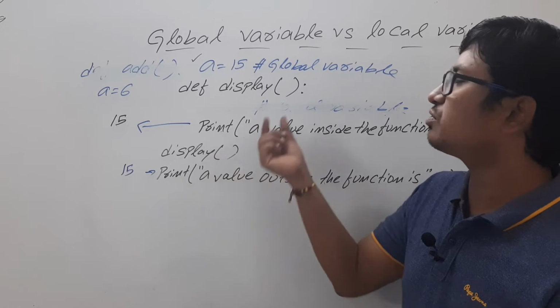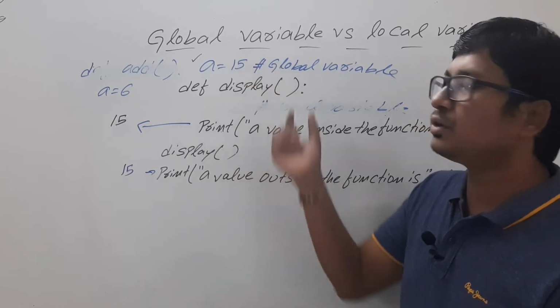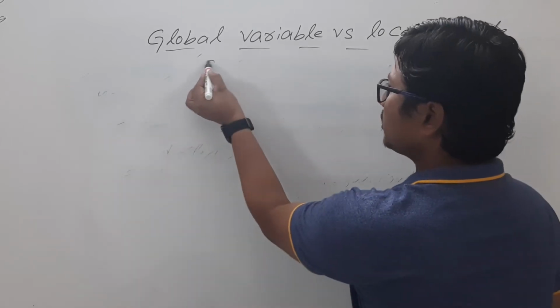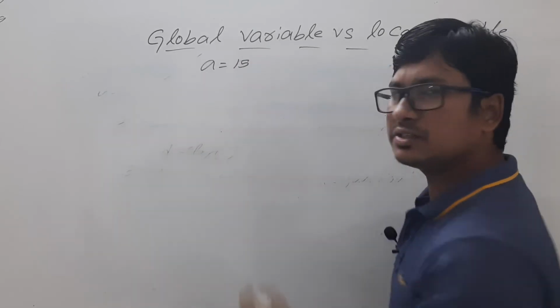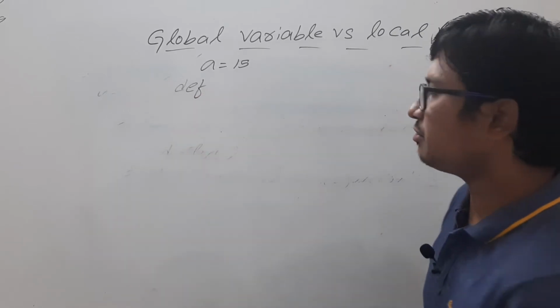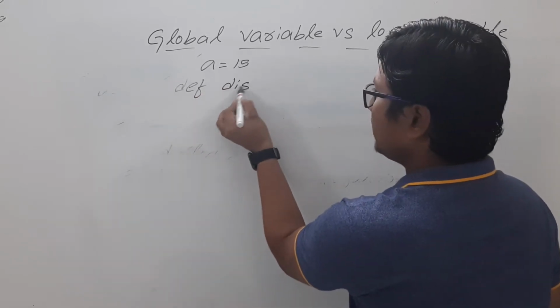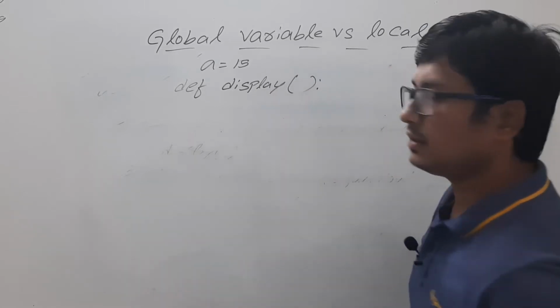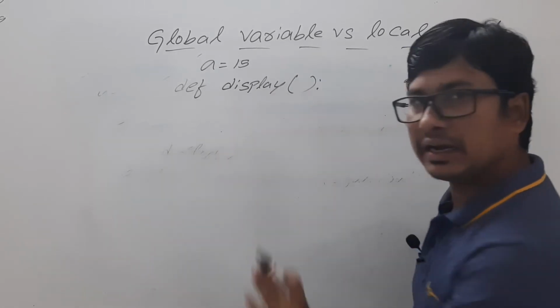Now let me discuss a few more examples related to the global variable so that you will understand in a better way. I will write a statement called a is equal to 15. This is fine. Then def, I am defining the function and I am writing display, and here what I want to write I will write later.